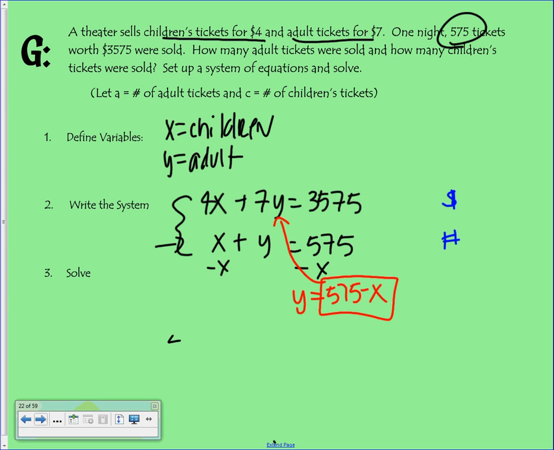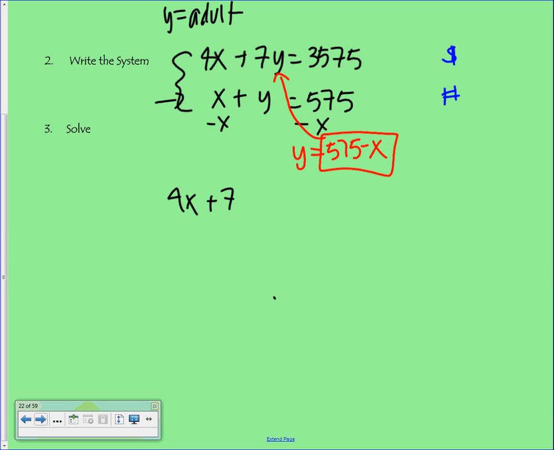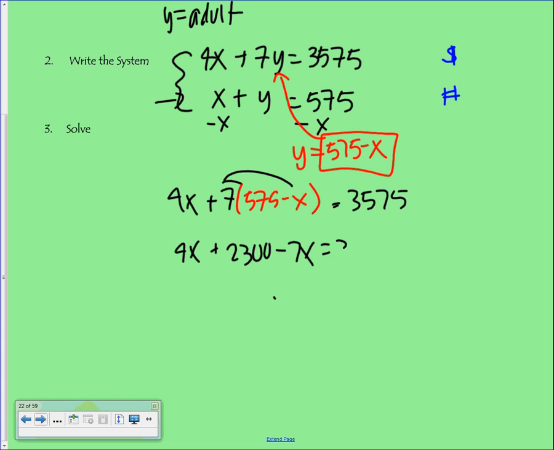I'm going to put a box around that and plug it into my first equation where y is. So that's going to give me 4x plus 7, and then instead of y, I'm going to have the quantity 575 minus x, and that equals 3575. So again, I'll just distribute here. 4x plus 2300 minus 7x equals 3575.